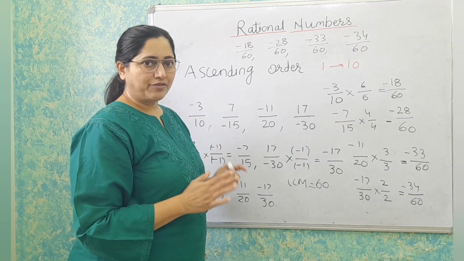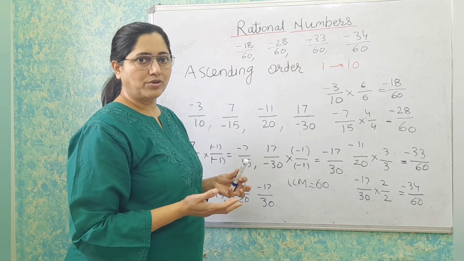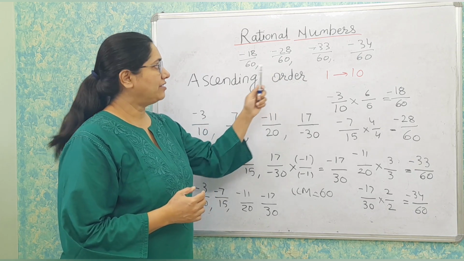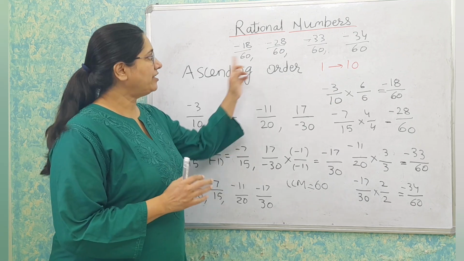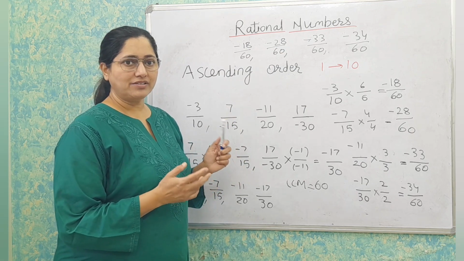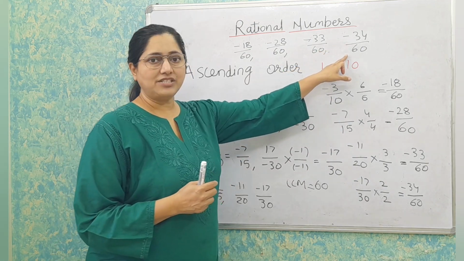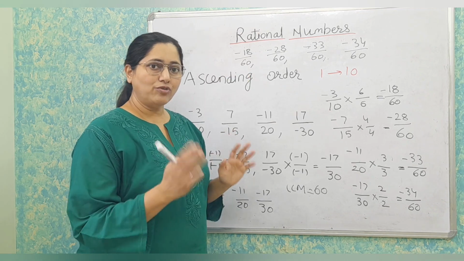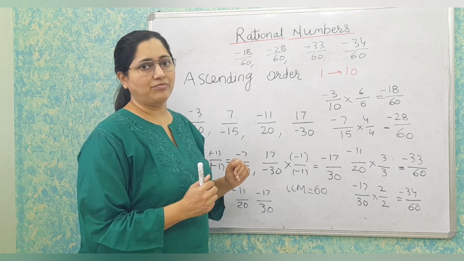Now both the conditions are fulfilled. Denominators of all the rational numbers are the same and denominators are positive. Now we have to decide which one is smaller and which one is greater. I have seen that most of the time students get confused at this point because they just don't understand which one is smaller and which one is greater. Because as per our logic, we think that 34 upon 60 is the greatest and 18 upon 60 is the smallest. If you also think in the same way, this logic is right in case of positive rational numbers only.